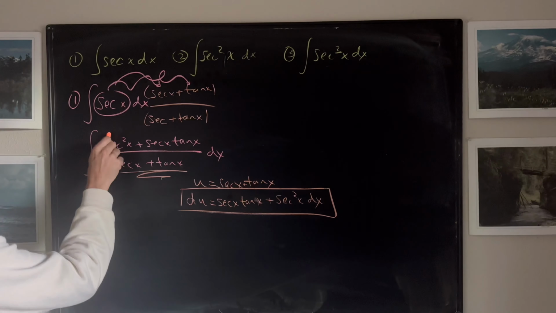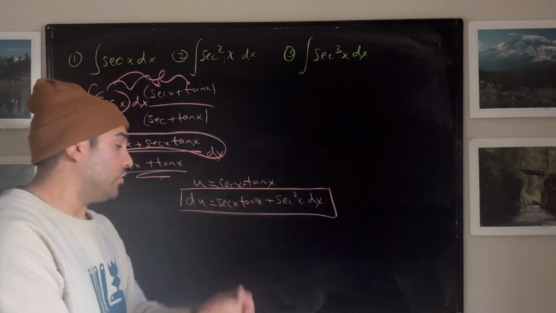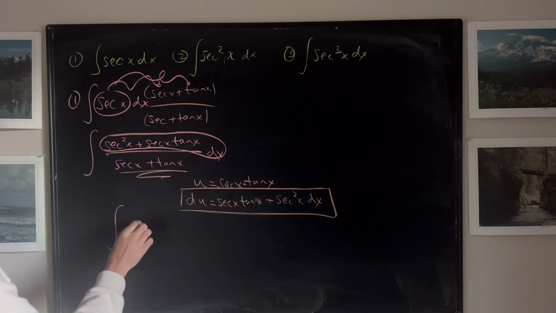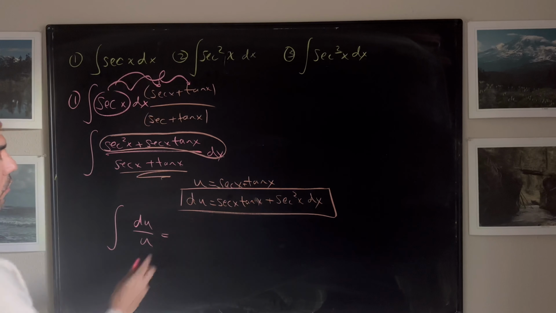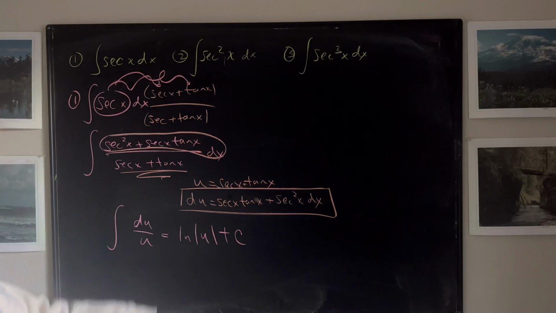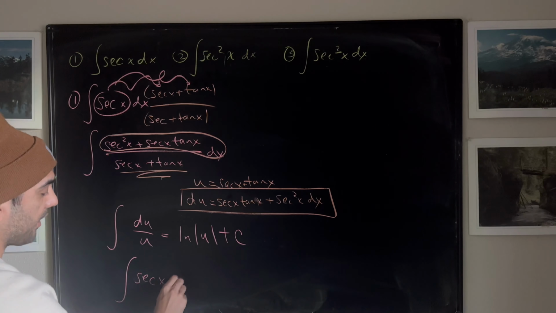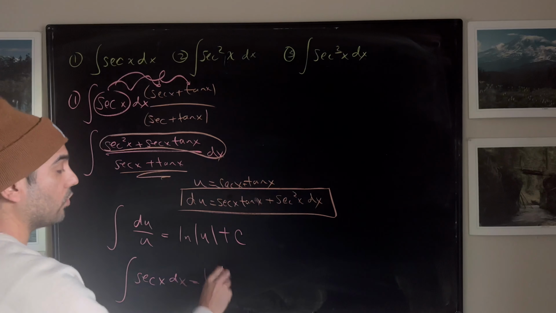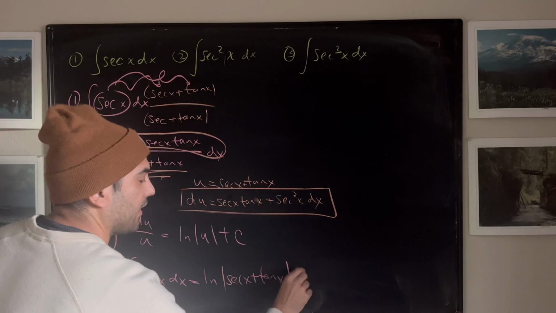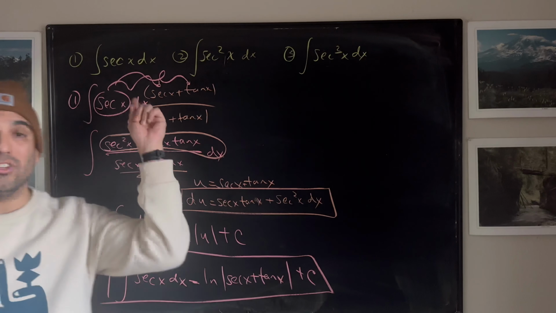And what do you know? That is exactly what we have on top here. So we already have our du. So now our integral is going to become the integral of du over u, which we already know is natural log of u plus C. We'll substitute the value of u back in, and we get that the integral of secant x dx is going to equal the natural log of secant x plus tan x. And don't forget your plus C. And that is the first integral that we should know, my friends.